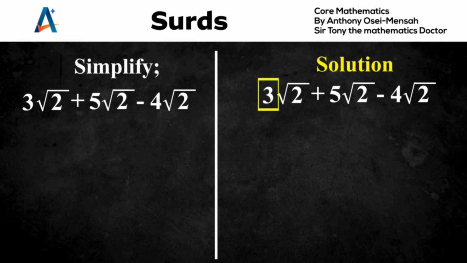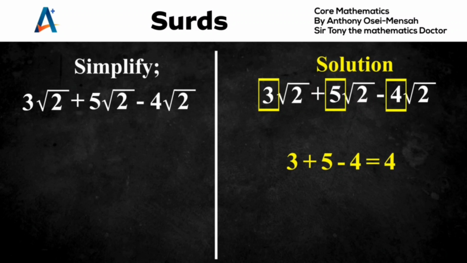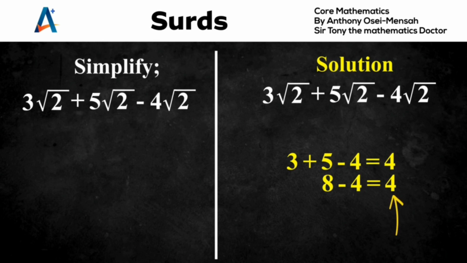That means that 3 as a coefficient plus 5 should give us 8. Now 8 as a coefficient minus 4 will give us 4. So meaning 3 plus 5 here minus 4 should give us 4. 8 minus 4 is 4. That means it will be left with 4 of the root 2. So we are going to get 4 root 2.